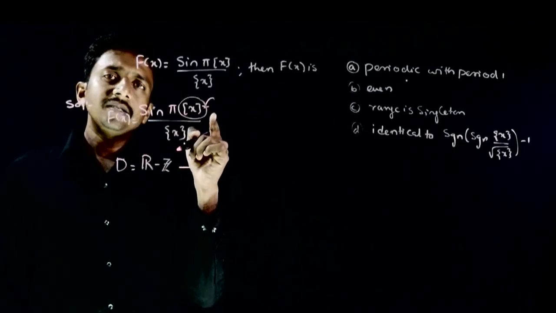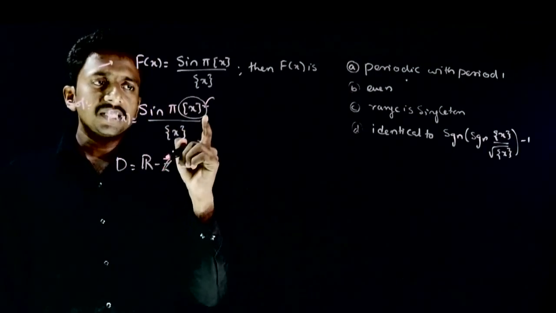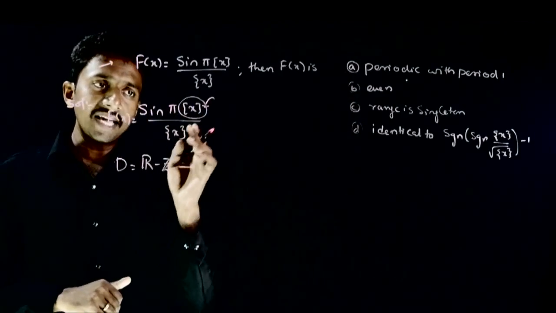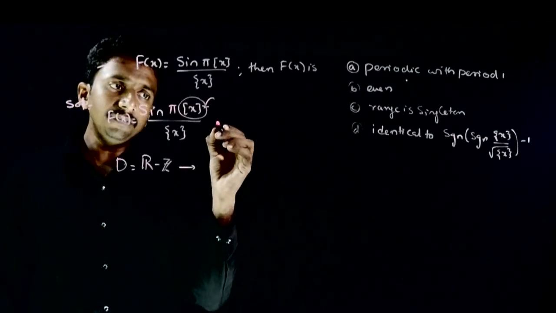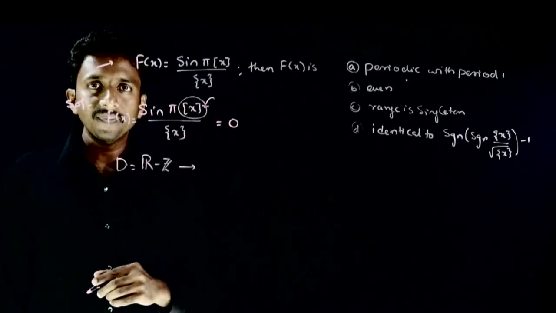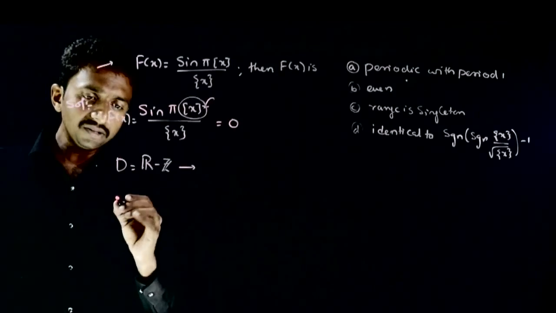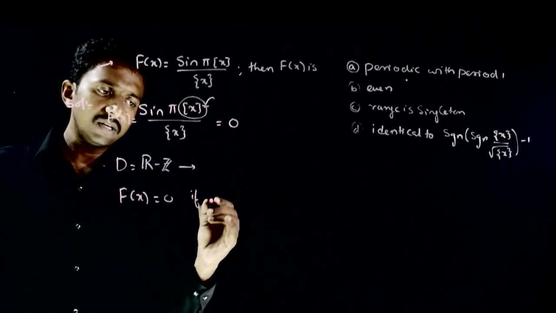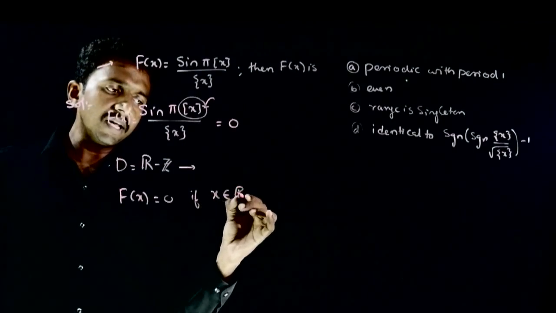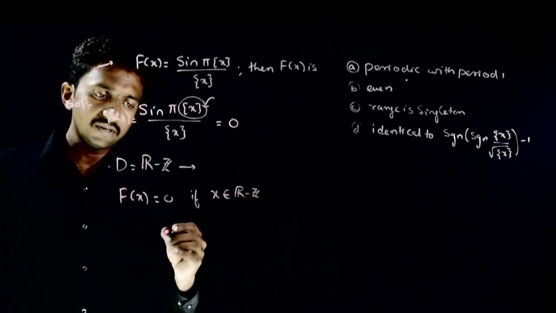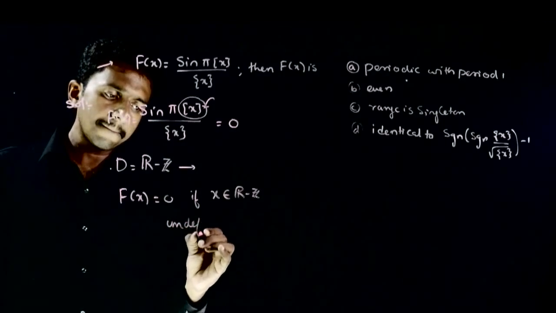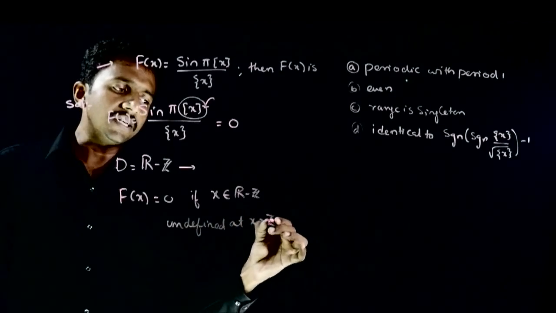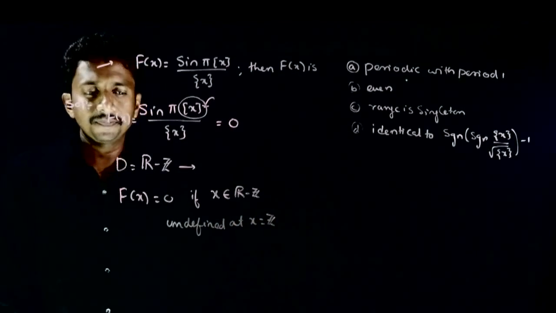So sin some integer times pi is always equal to 0. Sin integer times pi is always equal to 0. So what is the nature of this function? This function f of x is equal to 0 if x belongs to all real numbers minus integers and undefined at x is equal to integers. So this is the nature of this function.